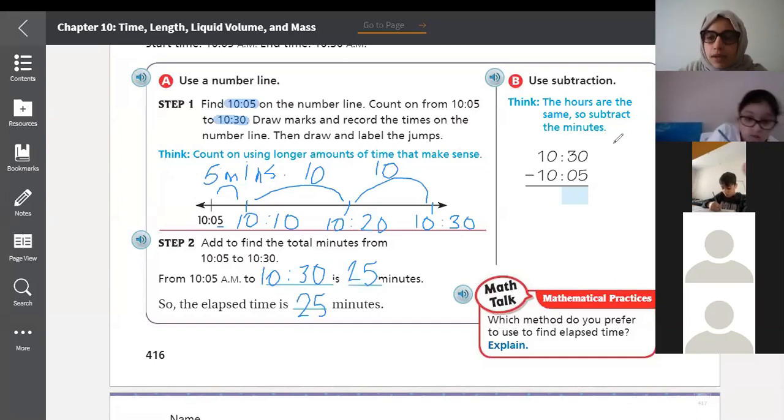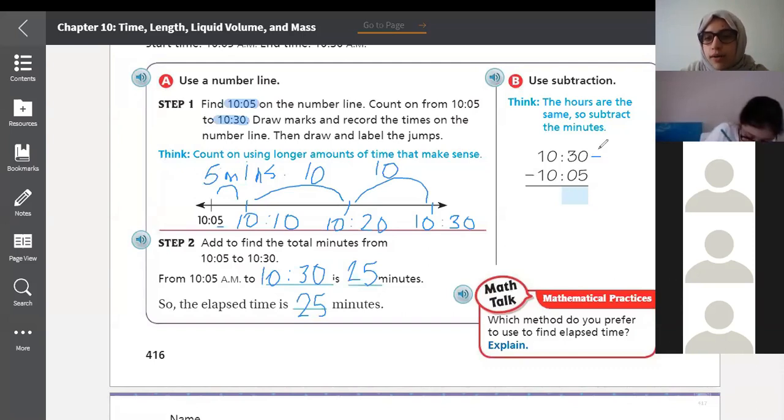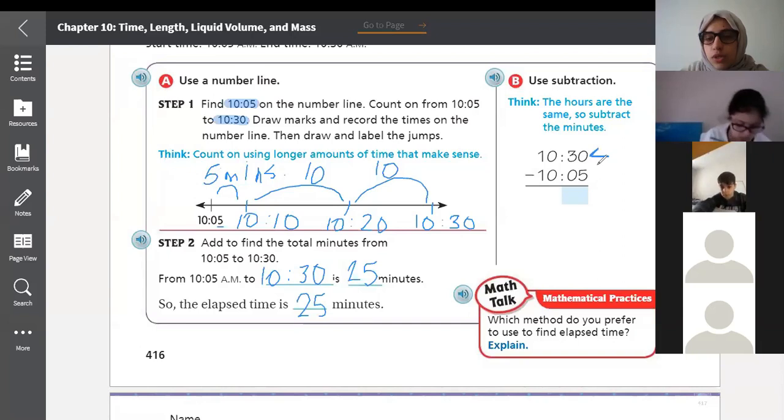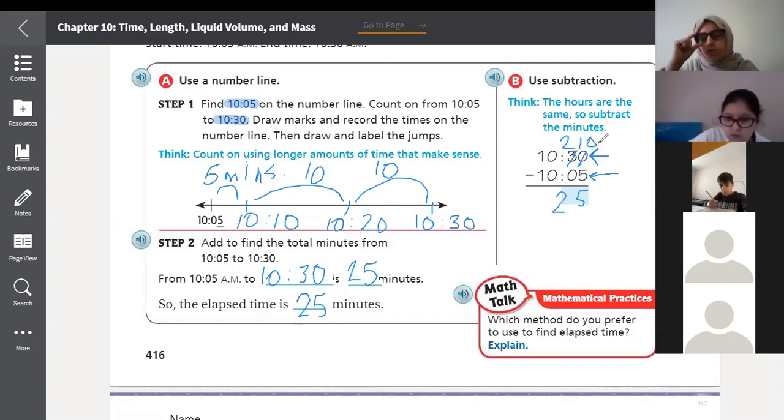The other way is using subtraction, and notice here how first we need to put the end time and then we put the start time. Notice how sometimes we need to borrow. So if it's a 0, we put 10, and the 3 becomes a 2 because we're borrowing from it. So 10 minus 5 is 5, and 2 minus 0 is 2. So the answer is the same.